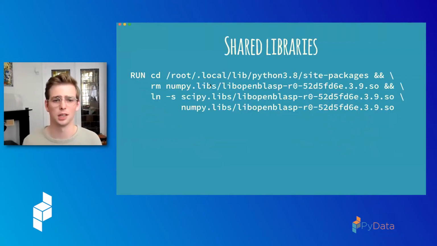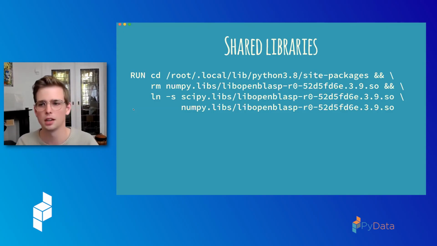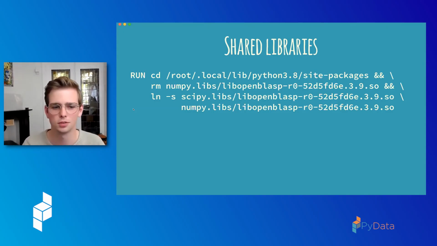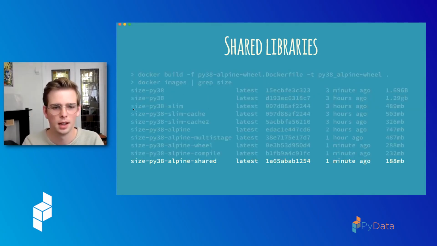And something that we can quite straightforwardly do is delete the NumPy version of libopenblast and make a symlink. So this ln -s makes a symlink from the SciPy libopenblast to the NumPy libopenblast. We can't do this for only libopenblast; we can do this for all these shared object libraries that we actually needed. And when we do that, we end up at a Docker image of 188 megabytes. And that's actually where I got stuck. And this is the smallest that I was able to get this Dockerfile.